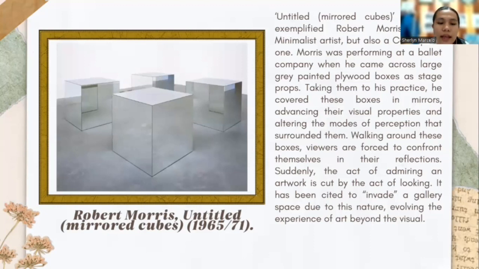Next is Robert Morris, entitled Mirrored Cubes, in 1965 or 1971. Untitled Mirror Cubes not only exemplified Robert Morris as a minimalist artist but also a conceptual one. Morris was performing at a ballet company when he came across large gray painted plywood boxes as stage props. Taking them to his practice, he covered these boxes in mirrors, advancing their visual properties and altering the modes of perception that surrounded them. Walking around these boxes, viewers are forced to confront themselves in their reflections. Suddenly, the act of admiring an artwork is cut by the act of looking. It has been cited to invade a gallery space due to its nature, evolving the experience of art beyond the visual.